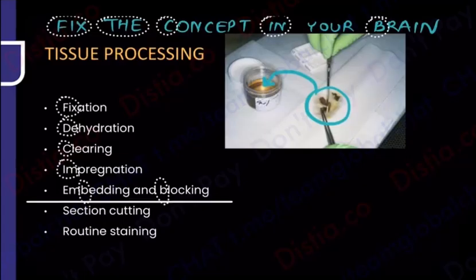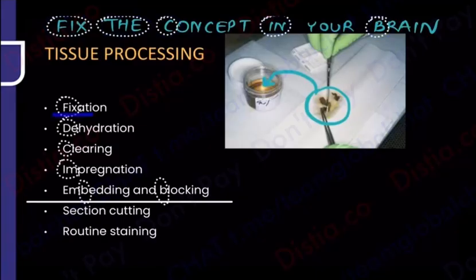So first you have to get your tissue ready, then only you will cut it and make slides and all. That is simple, but getting this is very important. So fix the concept in your brain means there's going to be fixation, then dehydration, then there is clearing, there is impregnation, and then there is bedding and blocking.